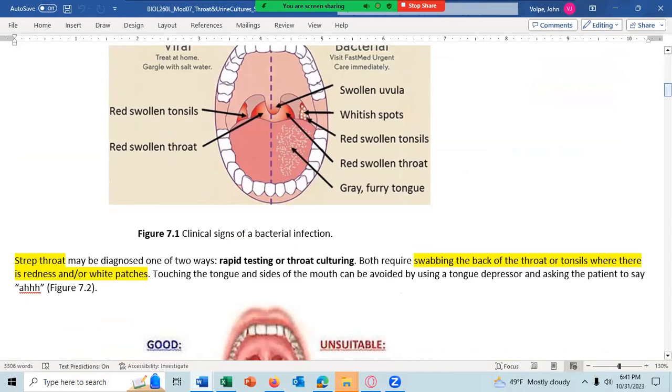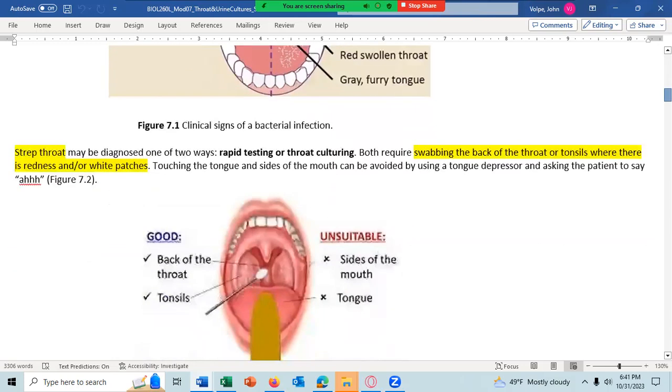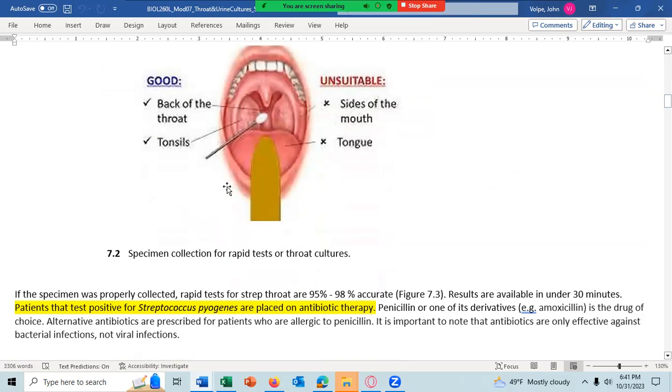So strep throat is done on either a rapid testing or a throat culture. We're going to talk about the throat culture, where you swab the back of the throat or the tonsils where there's redness and or white patches. You swab the back of the throat or the tonsils. You do not want to touch the swab to the sides of the mouth, the tongue, or the roof of the mouth.